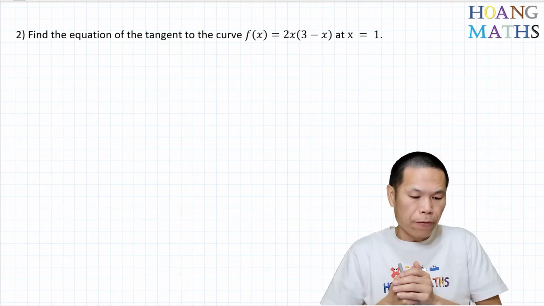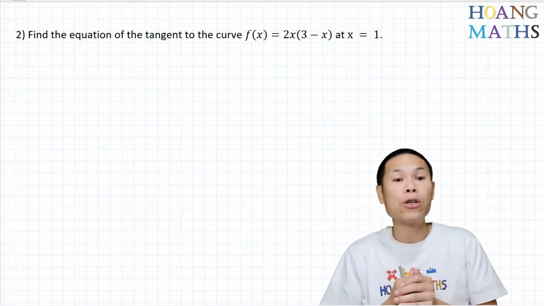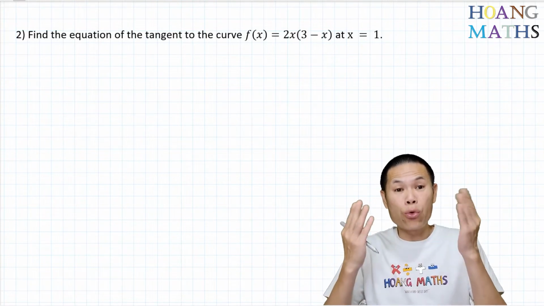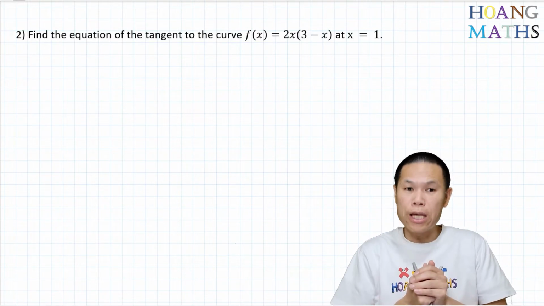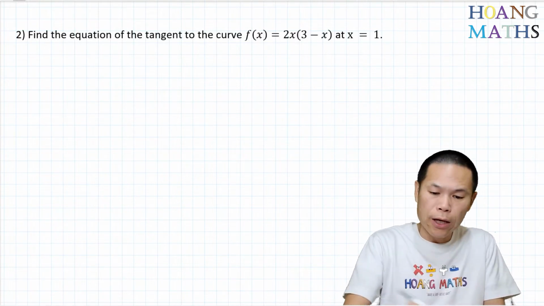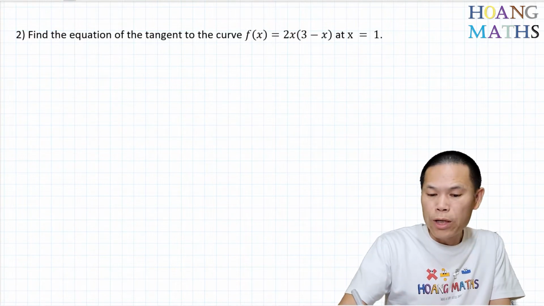Second one, find the equation of the tangent to the curve f(x) = 2x(3 - x) at x = 1. Now remember, to find the equation of the tangent to the curve, we follow 3 steps. So step number 1, we need to find the point first.